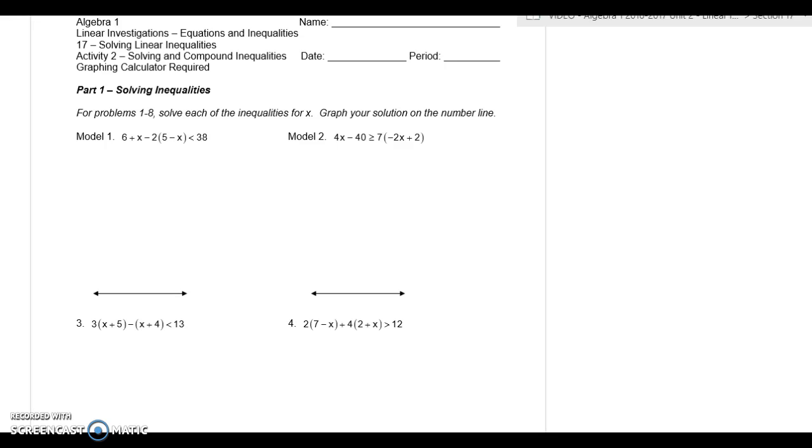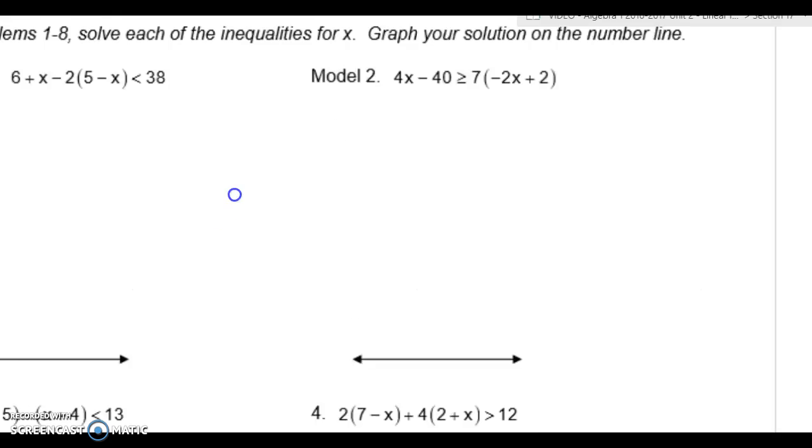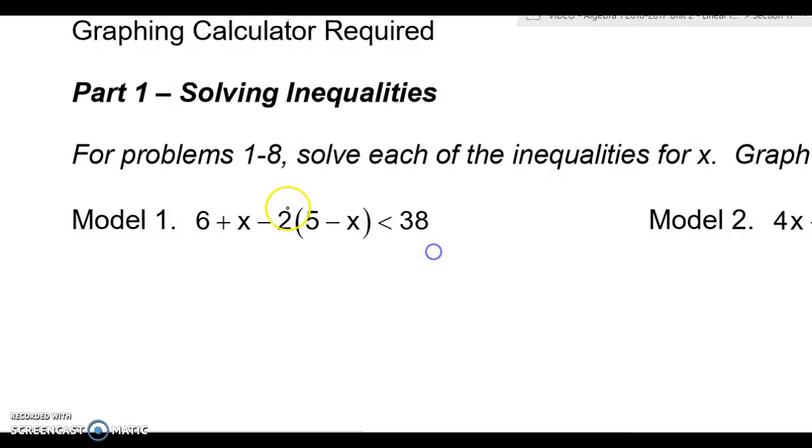Here we have to figure out what kind of dot or circle we are going to put by that number, and then where we are going to put a line. You'll see what I'm talking about in a minute. So if I'm looking at Model 1, my first step is to distribute the -2.